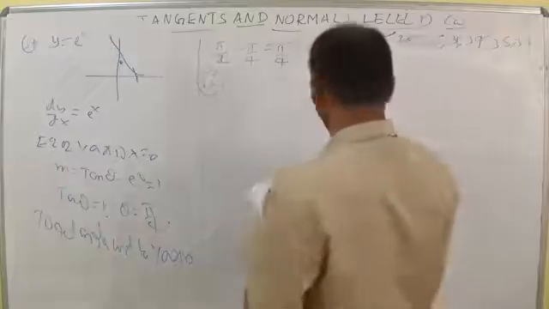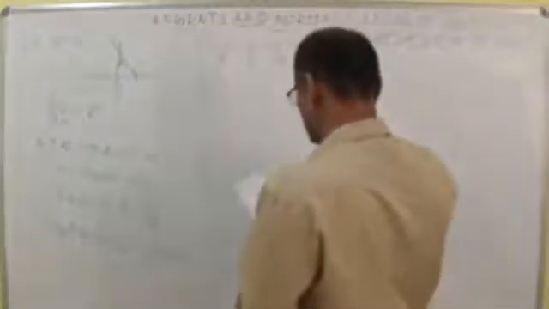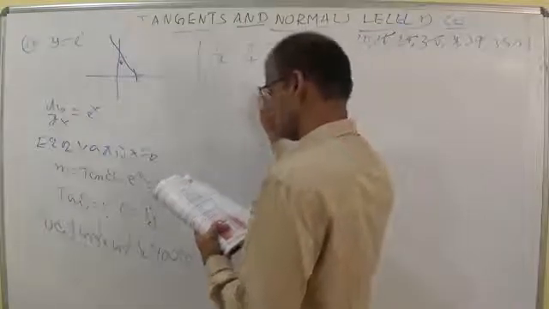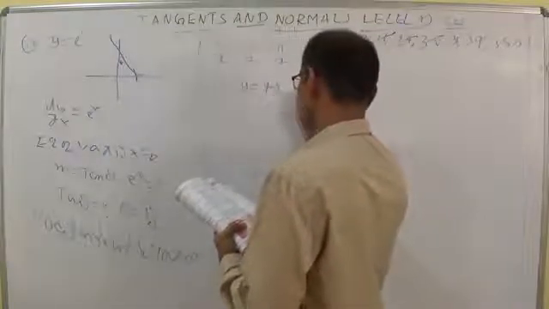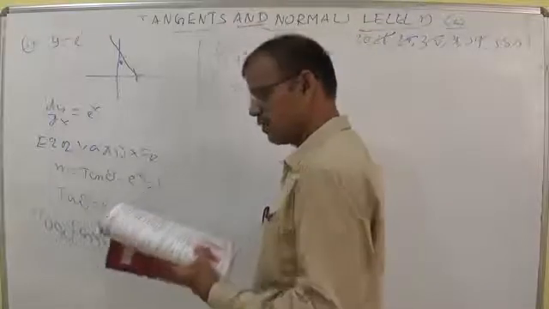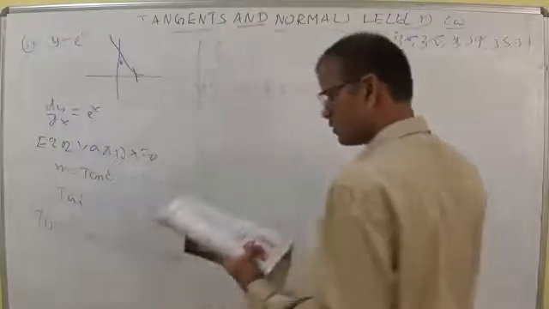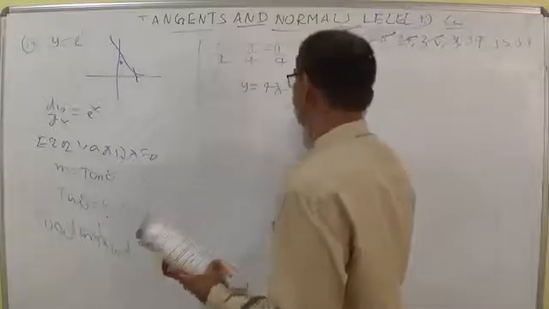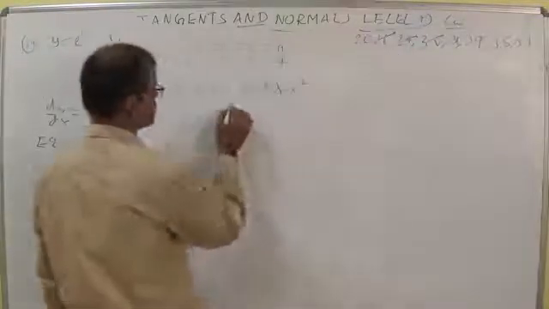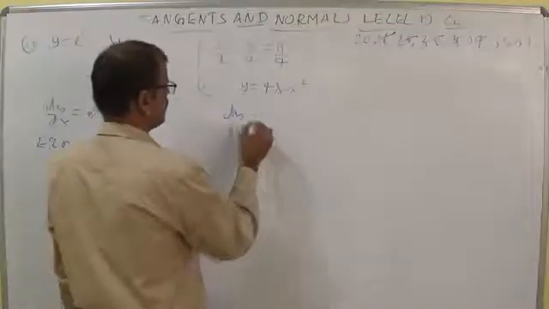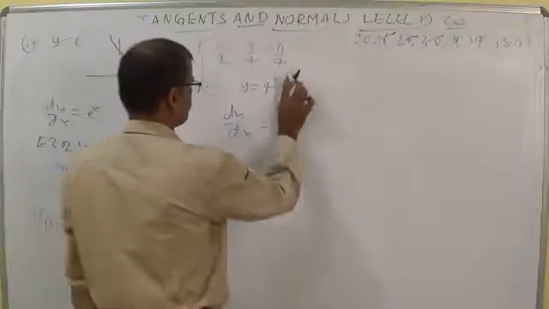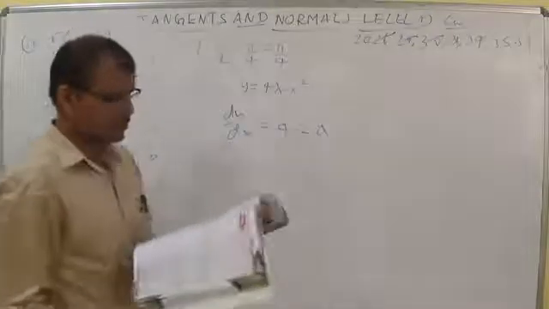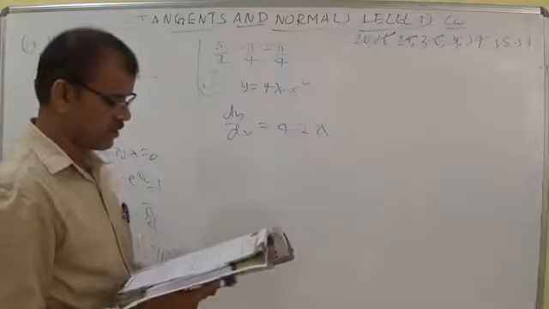36. The angle made by the tangent at 1,3 on the curve y is equal to 4x minus x square with ox bar. y is equal to 4x minus x square. So dy by dx is equal to 4 minus 2x.